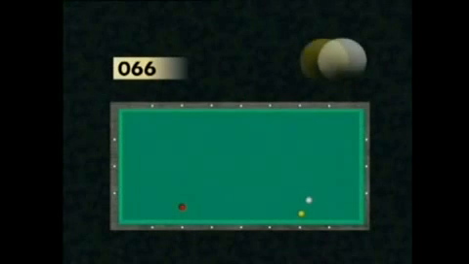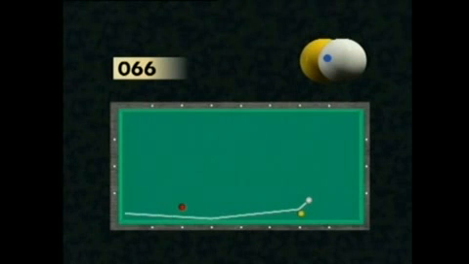Here too it is important to slow down the movement. On one hand to gain precision, on the other hand to make sure that the English is as efficient as possible when touching the short cushion.